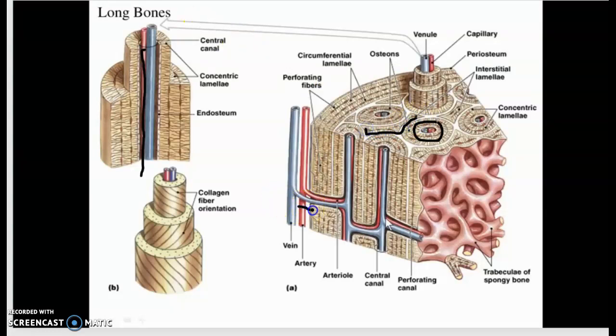Down here we can see how these are all interconnected together to continue the blood flow all throughout the bone.